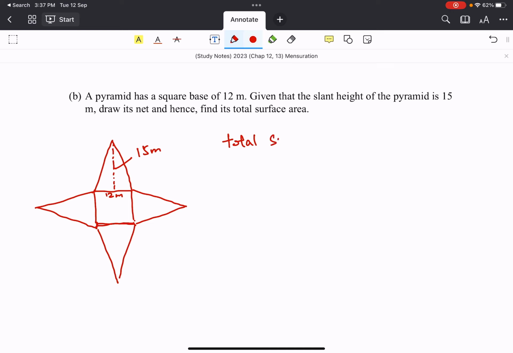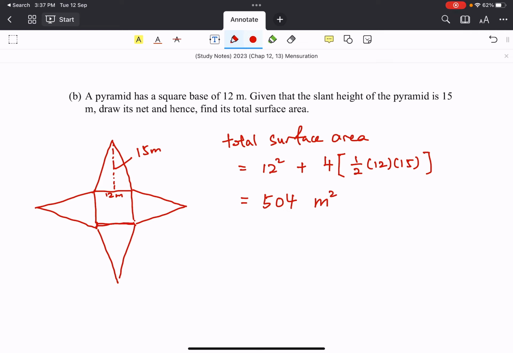The total surface area is equal to 12 squared for the base in the center, plus 4 of these triangles. Each triangle is half times base times height. Working this out, it will be 504 square meters. All good? That ends the section on pyramids. In the next video, we will talk about the cone.